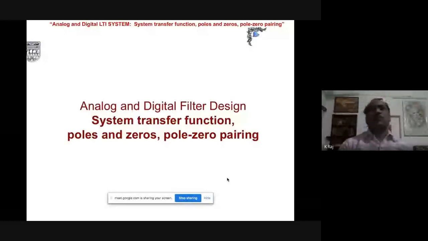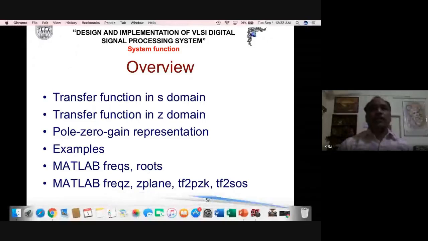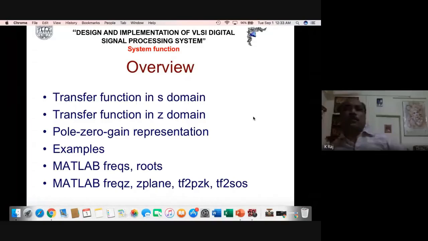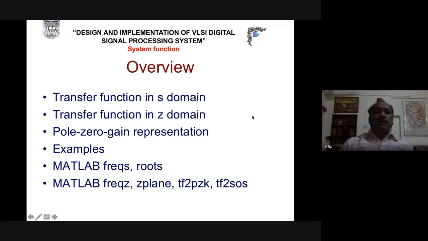So in this lecture we are going to discuss all these concepts related to the system transfer function of the analog system and the digital system, as well as their poles, zeros, and the pole zero pairing property of the system. First we will discuss the transfer function of the system in the S domain, then the transfer function in the Z domain. After that, we will discuss the pole zero gain representation.